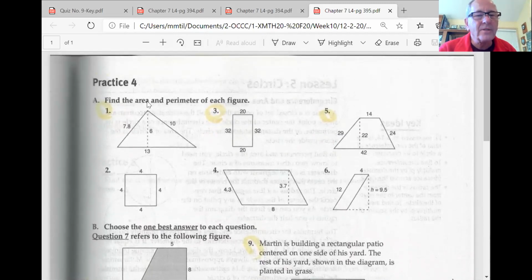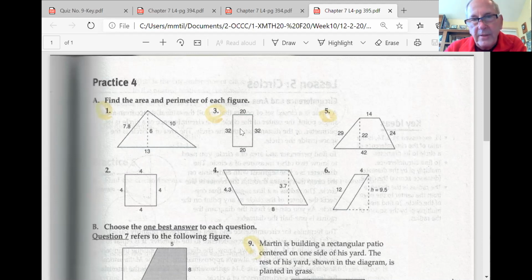Okay, so here are the problems. Find the area and perimeter of each figure. This is a triangle, so it's 1/2 base times height. That's the area of a triangle. In this particular case, the base is 13 and the height is 6, so it's 3 times 13. It's 39 square units, whatever you're talking about. That would be the area of this whole thing.